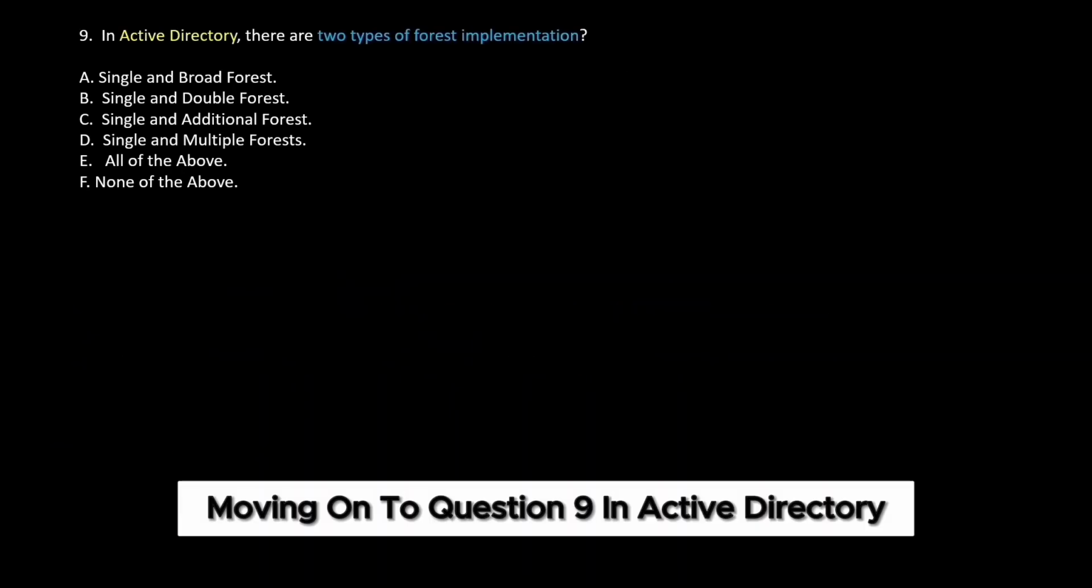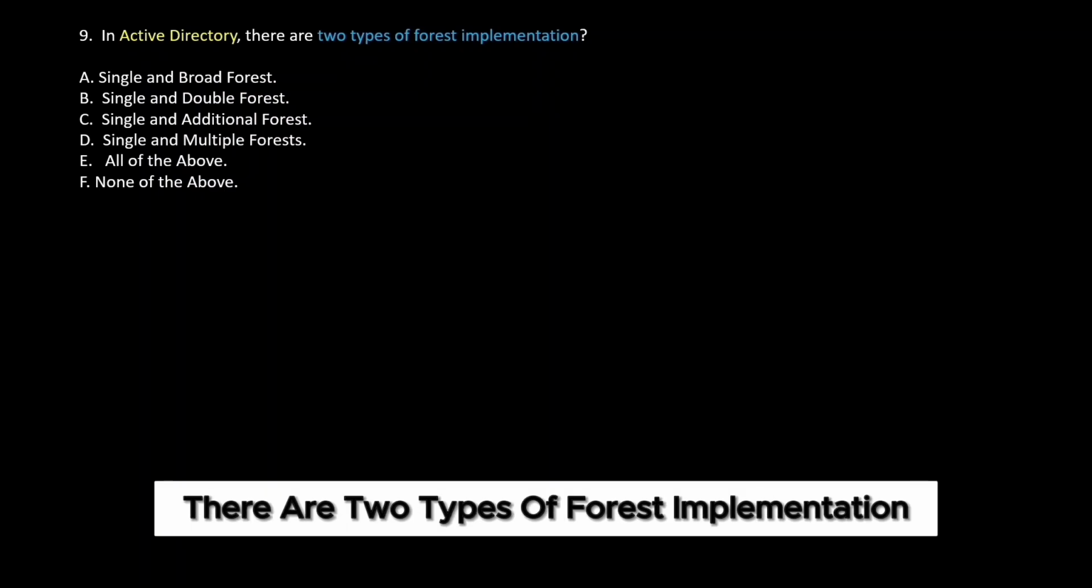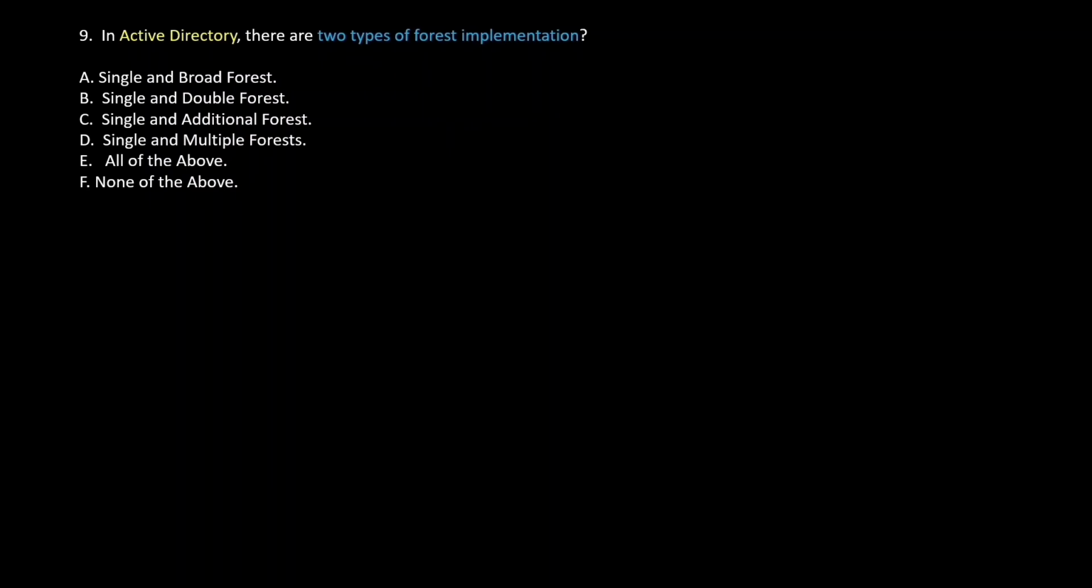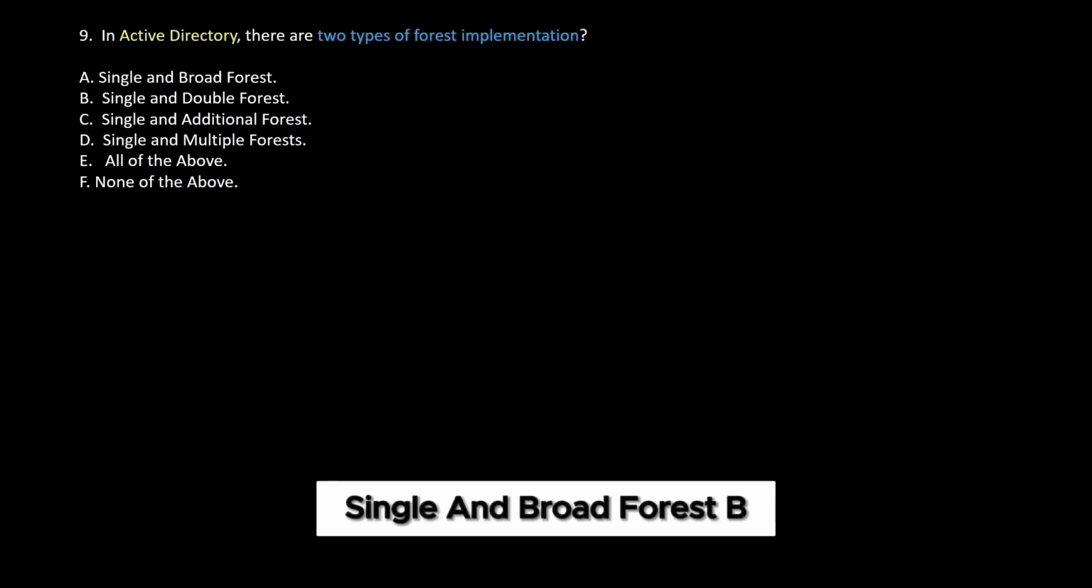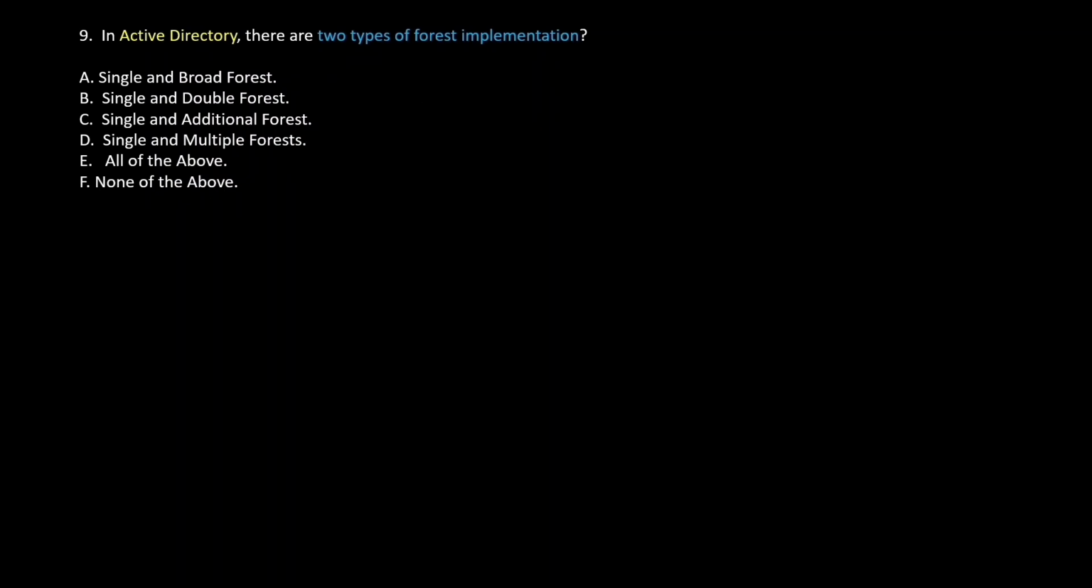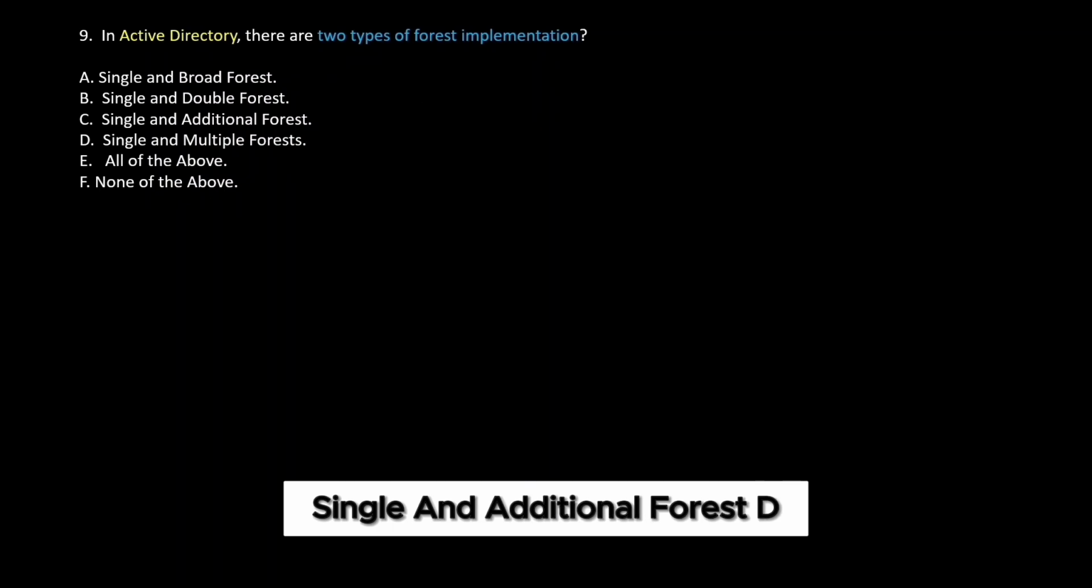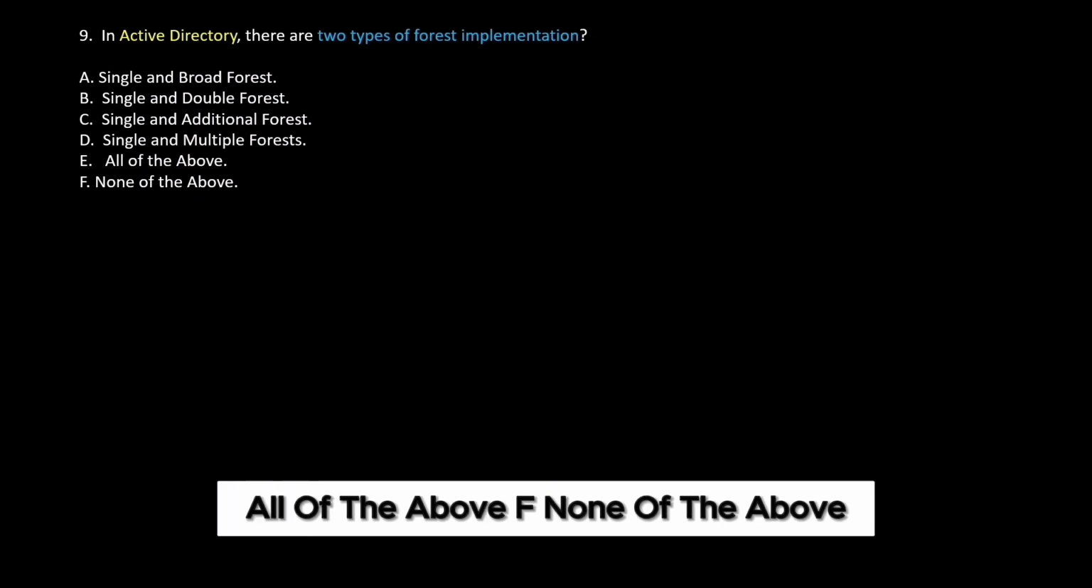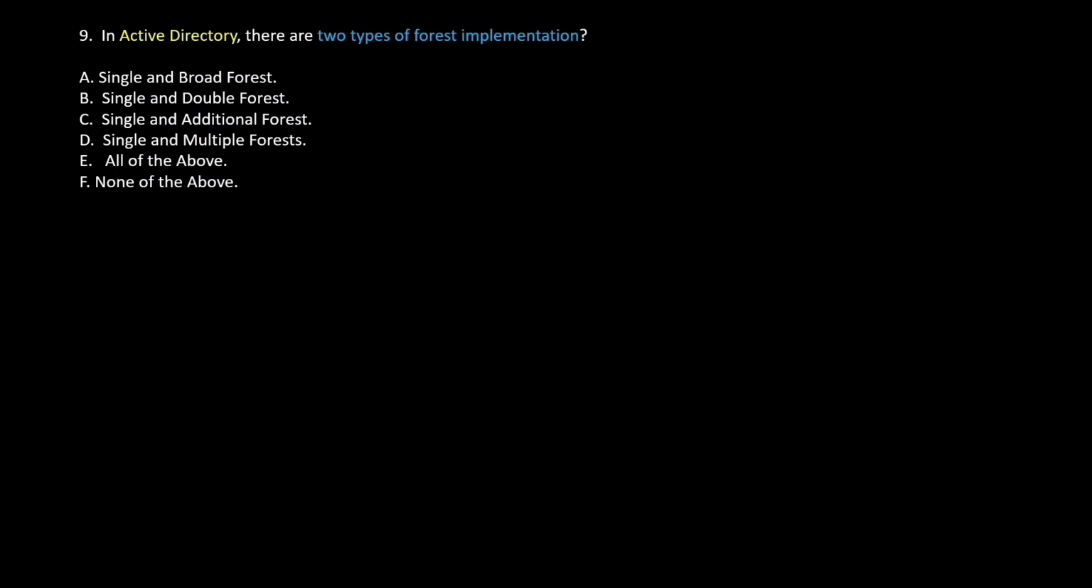Moving on to question 9. In Active Directory, there are two types of forest implementation. What are they? A, single and broad forest. B, single and double forest. C, single and additional forest. D, single and multiple forest. E, all of the above. F, none of the above.